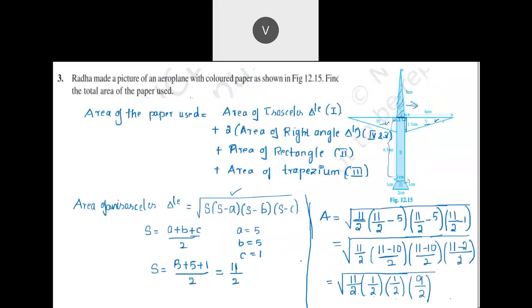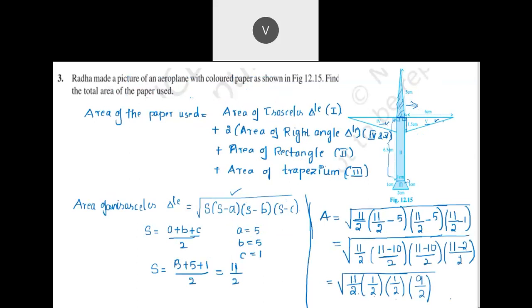Okay, still we need to find one more area, right? Area of trapezium. What is the formula, children, for finding the area of trapezium? You can use the area of trapezium formula itself, no? Sarvesh. Tell me the area of trapezium formula. Half into h into a plus b, sum of parallel sides.